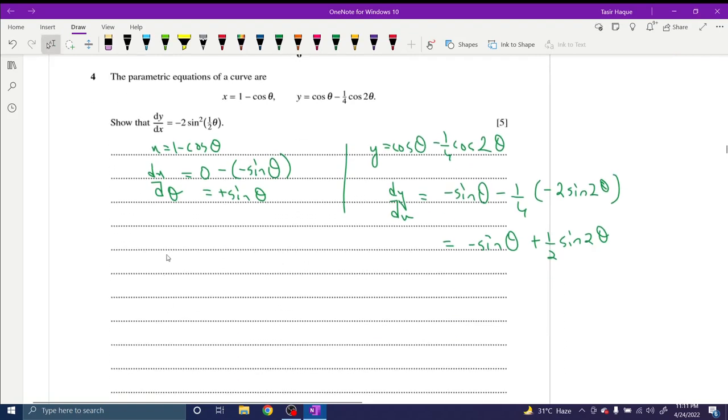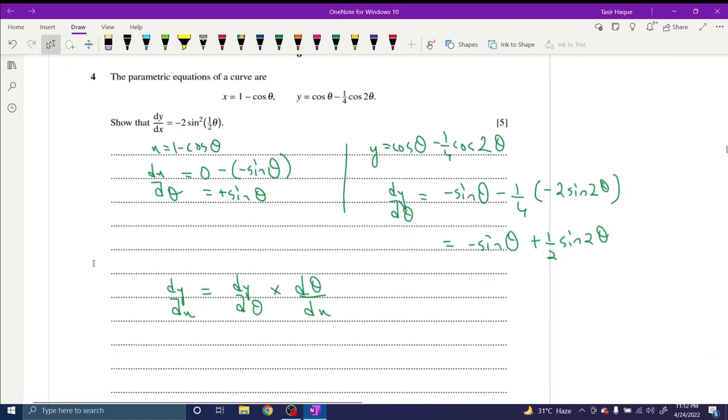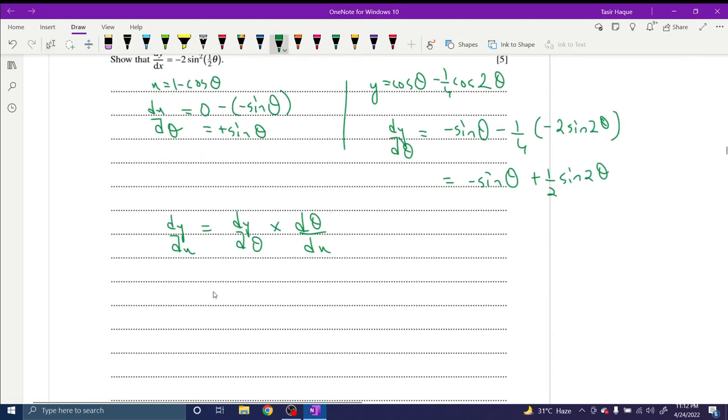So for parametric equations, there's a marking point for writing this line, the one I'm gonna write. Sorry, this wasn't dy by dx, by the way. This was dy by d theta. Okay, dy by d theta. My bad. So yeah, there is a mark for the next point, which is dy by dx is equal to dy by d theta into d theta by dx. Okay, you need to write this always. Sometimes you need to use this in differential equations too. Okay, you need to show this. Okay, so that's minus sine theta plus half sine twice theta into 1 divided by sine theta.